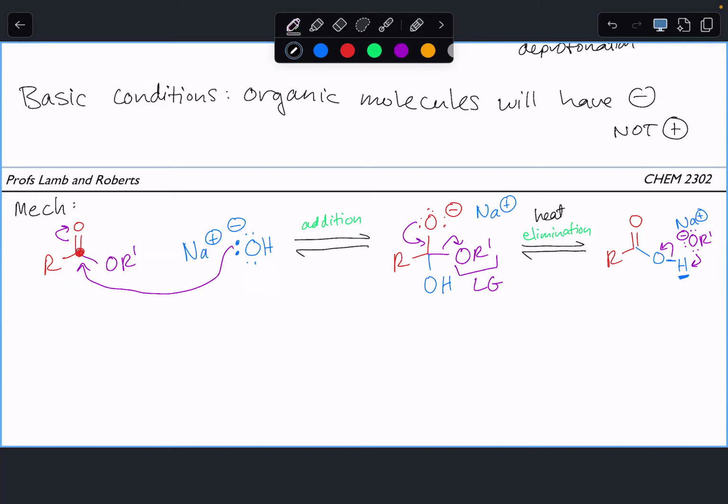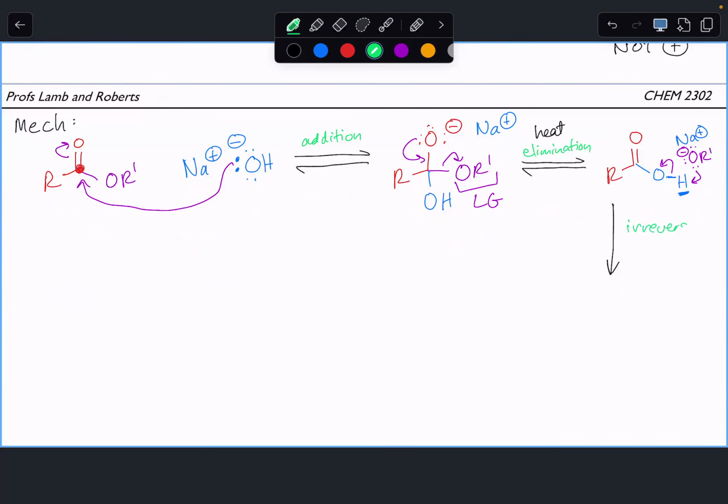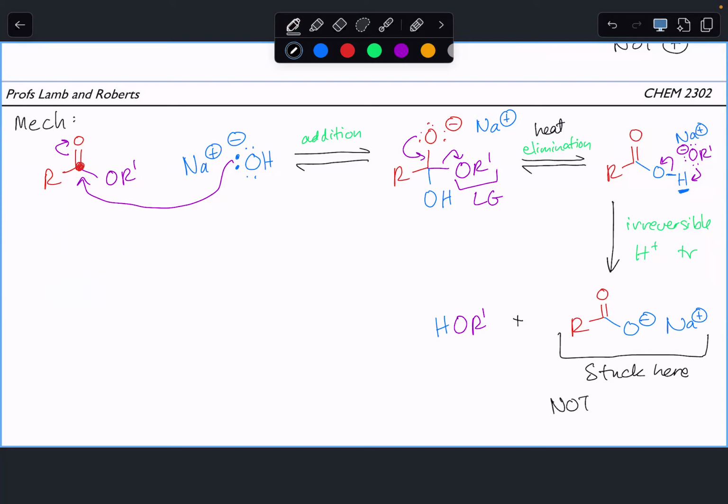And this step is irreversible. So this is an irreversible proton transfer. Unlike acidic conditions where all of our proton transfers were reversible, this one is irreversible, so it drives this reaction forward. And then we get our alcohol as our byproduct. And right here, we are stuck, which is what makes this reaction not reversible.